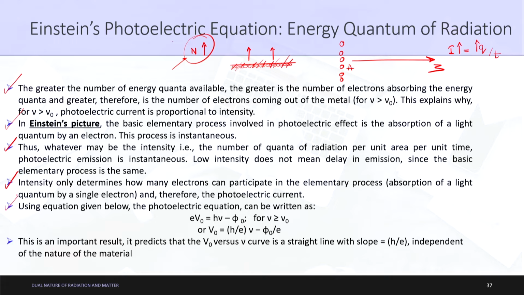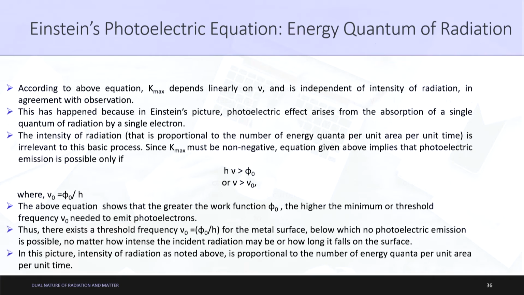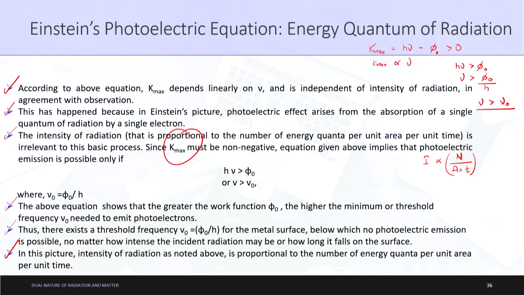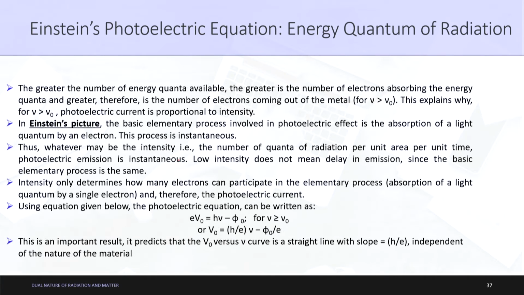Now, using the equation given below, the photoelectric equation can be written as follows. What we are trying to do here is changing this Kmax value to eV naught. So, eV naught is equal to h nu minus phi naught, which was given already for nu greater than nu naught, or V naught is equal to h by e into nu minus phi naught by e. How does this come? Let me try to explain.